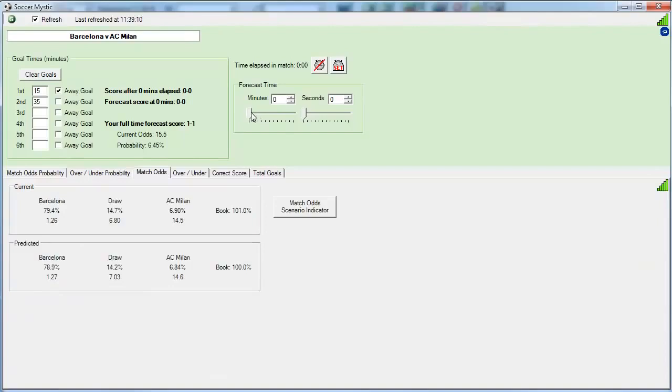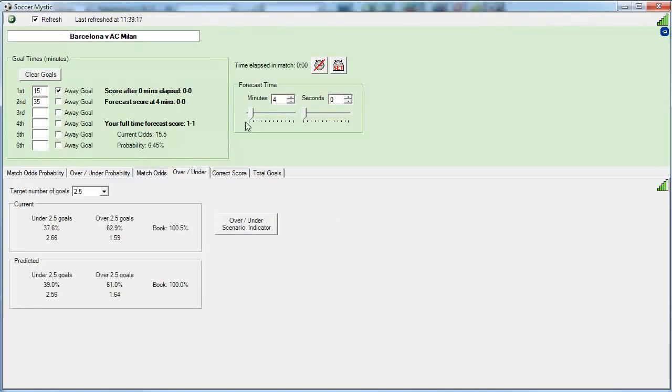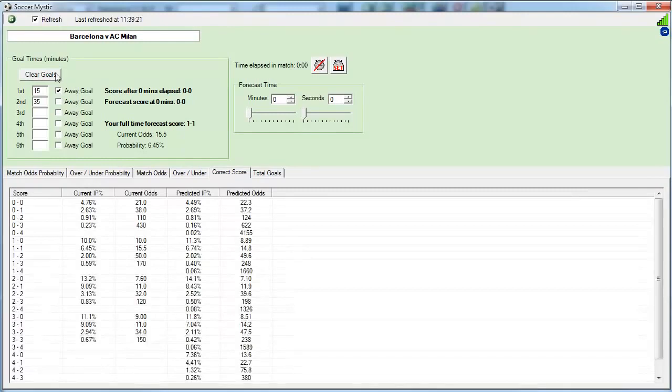You can also use the counter up here to wind the odds backwards and forwards, which will show you how the odds move during the match. And that applies to match odds over and under. But we also have the correct score market.